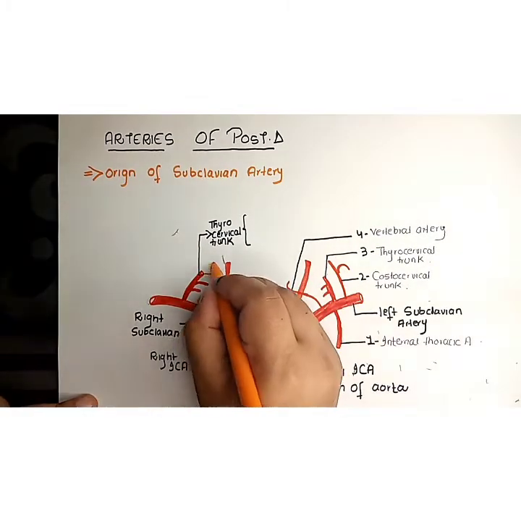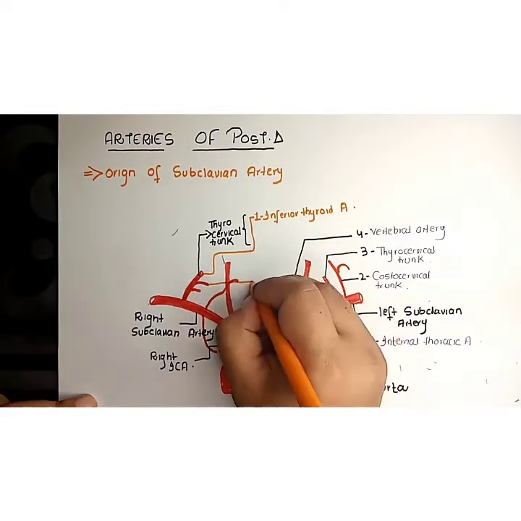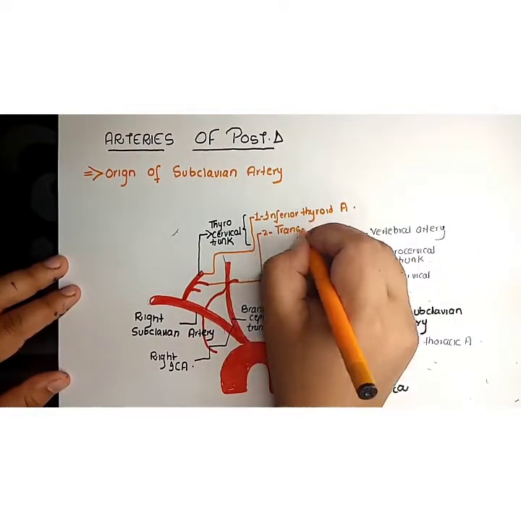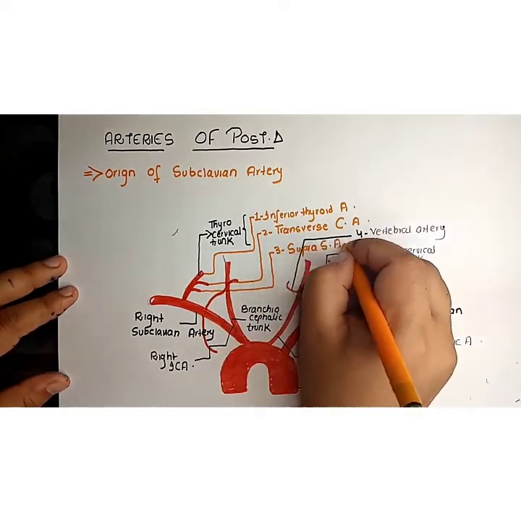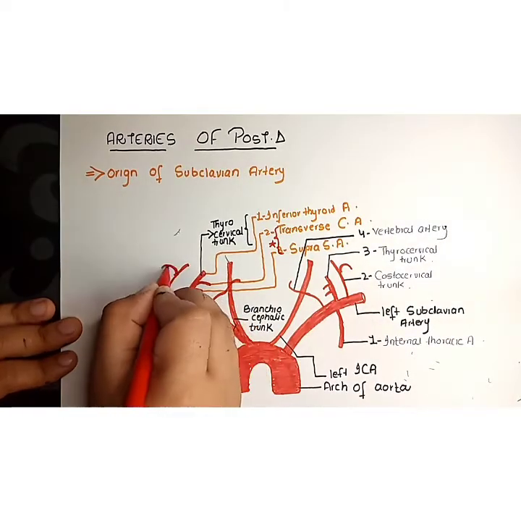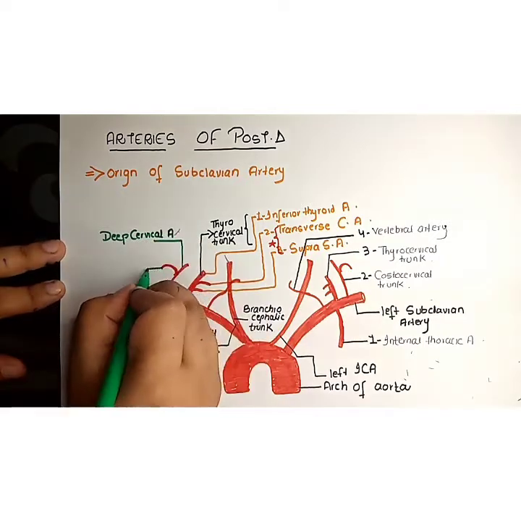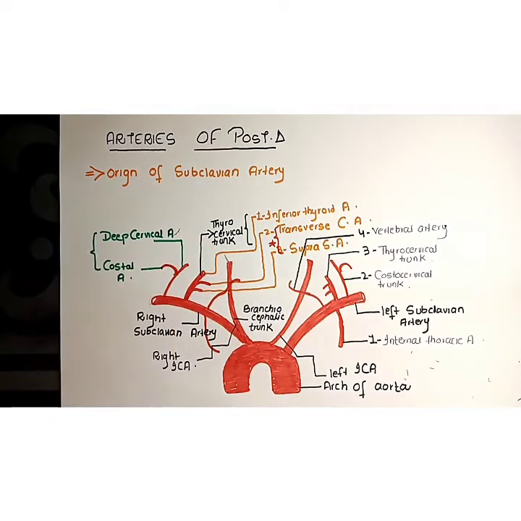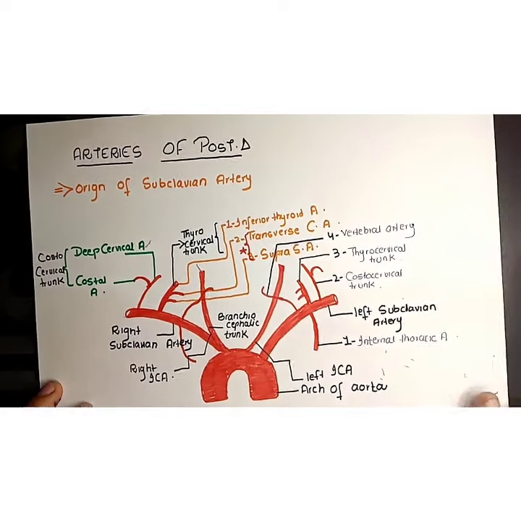Now I will explain about the arteries which are included in the thyrocervical trunk. The first one is the inferior thyroid artery, then the transverse cervical artery, and the third one is the suprascapular artery. And the transverse cervical and suprascapular are present within the posterior triangle of the neck. And the arteries in the costocervical trunk are the deep cervical artery and the costal arteries. So here we are done with the arteries of the posterior triangle.